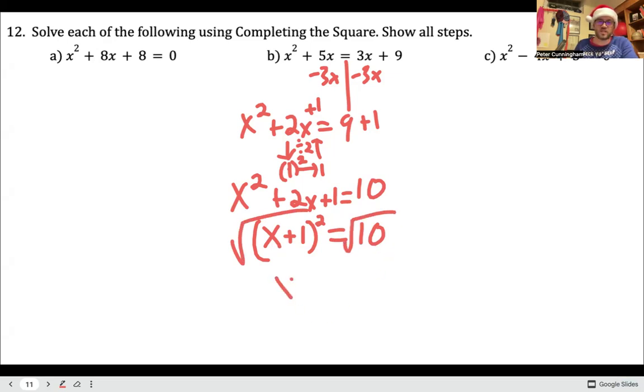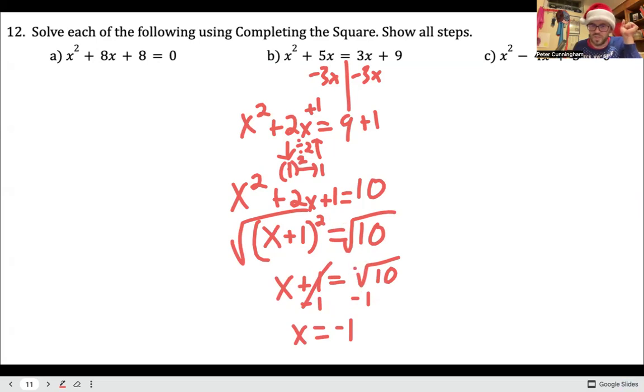And now we have x plus 1 equals root 10. I went to an extended explanation this time because hopefully you guys understood something of what I was doing on the last one. I'm going to take 1 away from both sides. Now I have x equals -1. I should have said root 10 is both a positive and negative version of that.